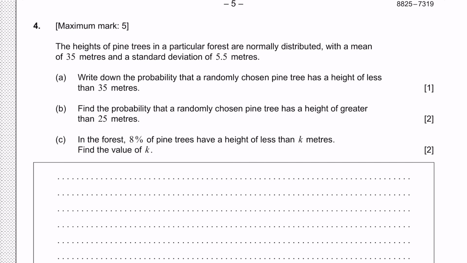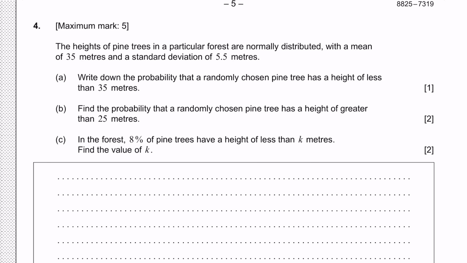Question 4. The heights of pine trees in a particular forest are normally distributed with a mean of 35 meters and a standard deviation of 5.5 meters. Part A asks us to write down the probability that a randomly chosen pine tree has a height of less than 35 meters.